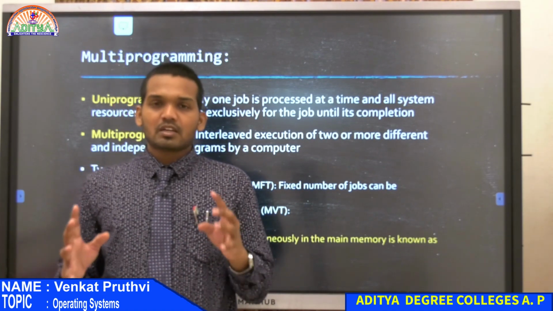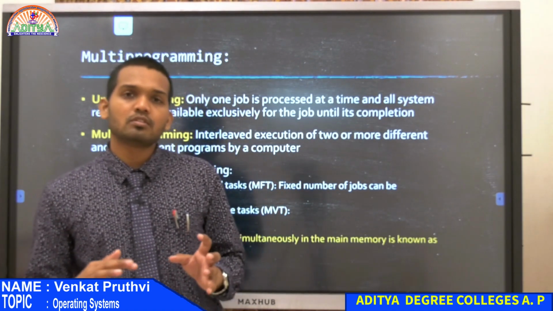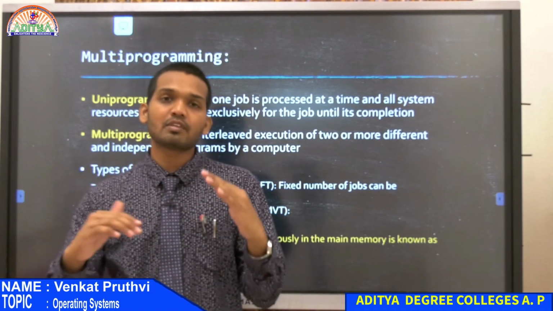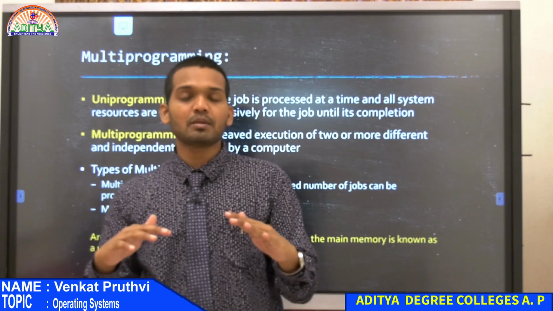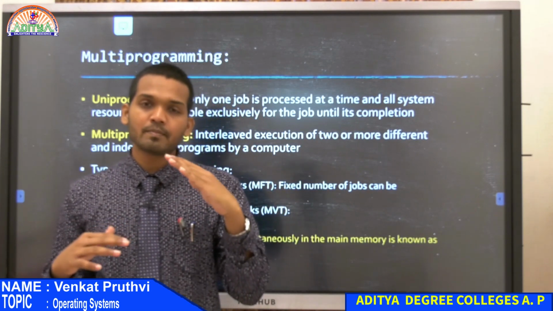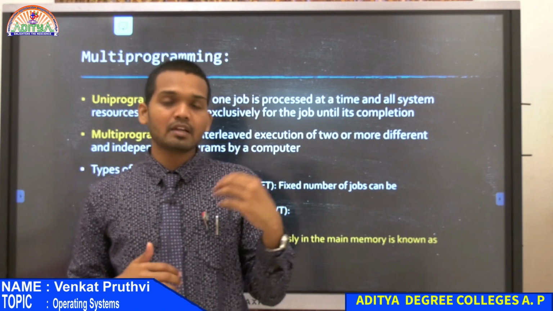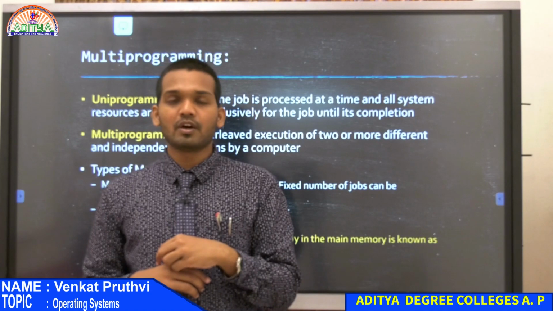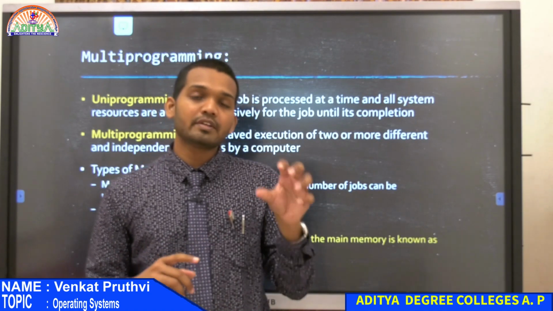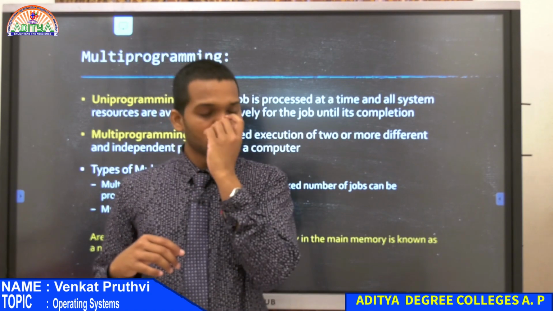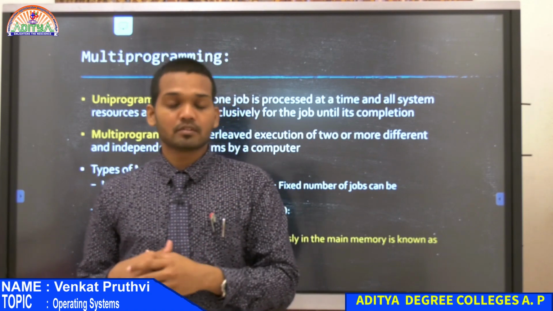When you see that kind of a scenario, you think that all of them are happening at the same time, all of them are concurrently happening. There are multiple programs, and these multiple programs are happening at the same time. But in reality, if you see the internal working of the computer, each process takes around 10 power minus 12 to 10 power minus 15 seconds to complete.